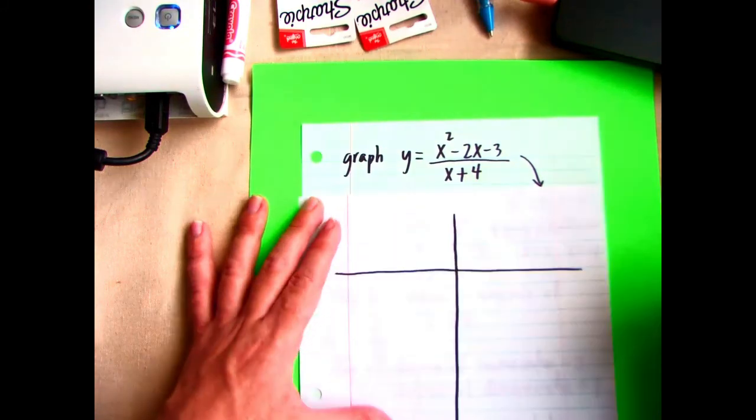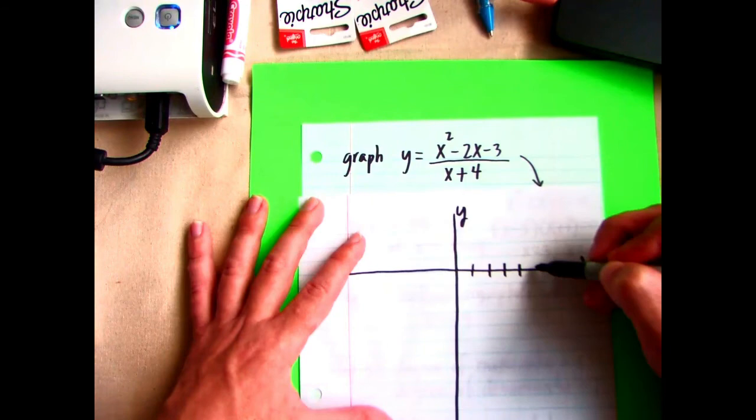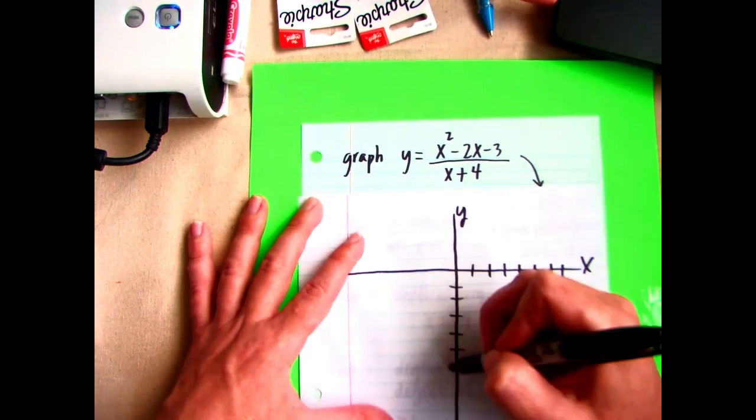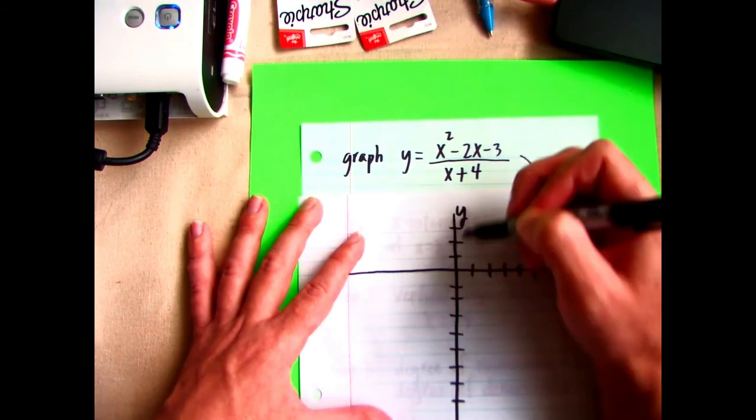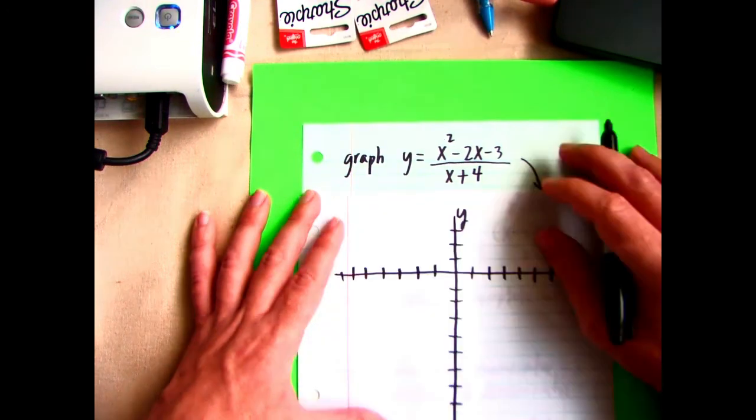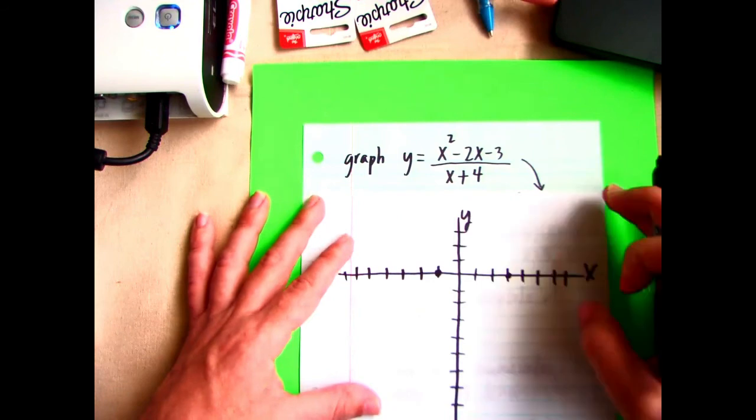So after I draw my xy axes, I'm going to start with my x-intercepts. Remember from step 1 that our x-intercepts were at -1 and 3. So we can plot those two x-intercepts. Then from step 2, we can input our vertical asymptote: x equals -4 is going to be our vertical asymptote.